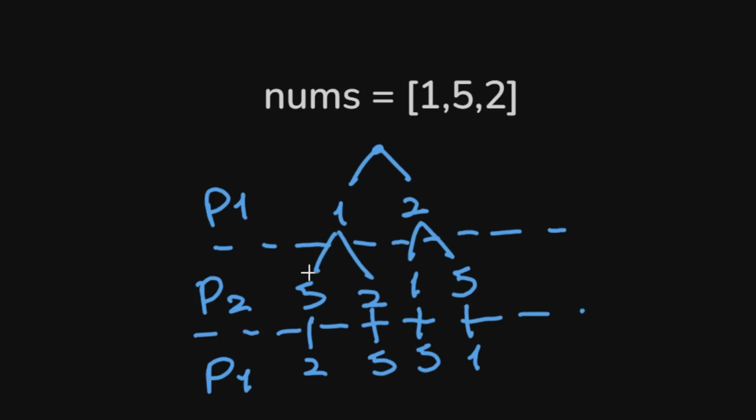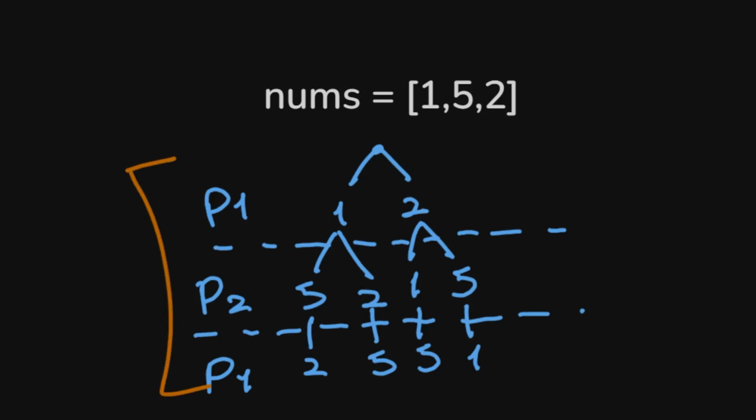If we pick 1, next player 2 can pick either 5 or 2. If we pick 2, next P2 can pick either 1 or 5. And for the final level, if we come from this scenario, we have to pick 2. If we come from this scenario, we have to pick 5 and so on. For example, if we decide to pick 2 with player 1, then player 2 can pick either 1 or 5, and if player 2 picks 1, for example, then we have to pick 5, and so on.